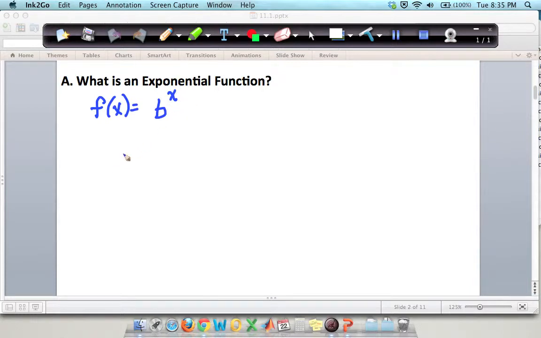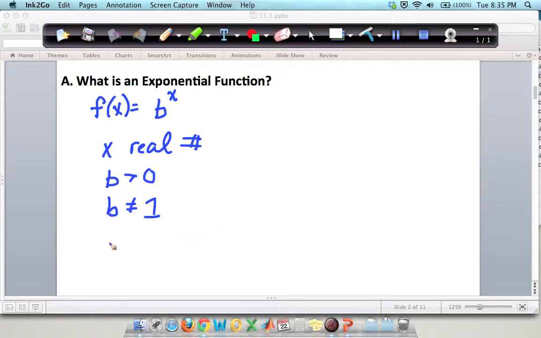And a couple of things. x is a real number. B has to be greater than 0, and it can't equal 1. And the reason it can't equal 1 is, what's 1 raised to any power? It's 1. That's not an exponential function. That's just a straight line, a horizontal line.